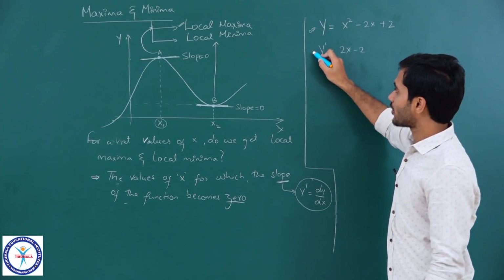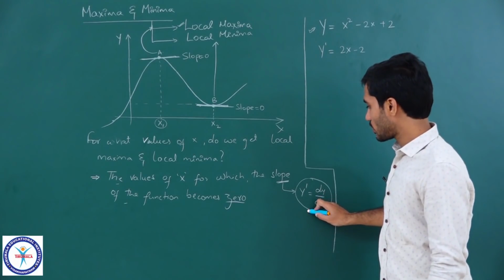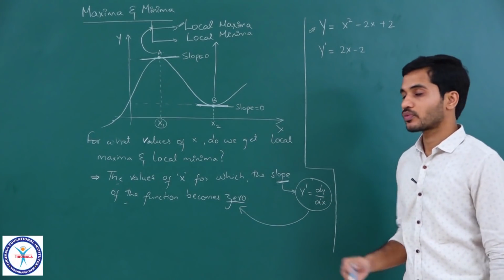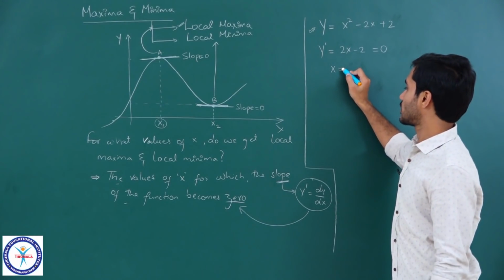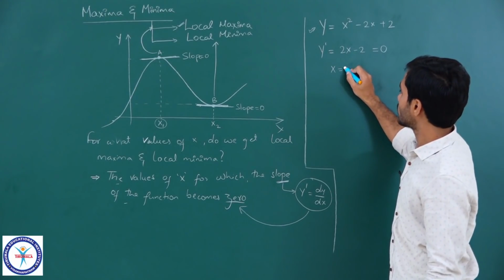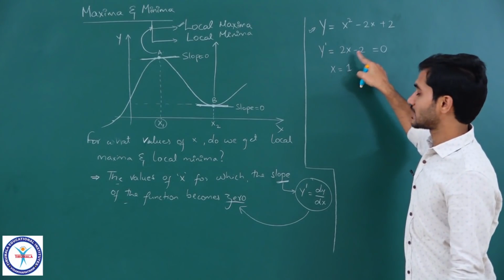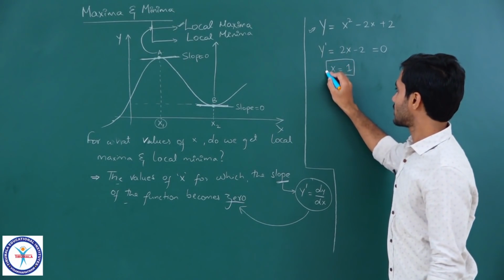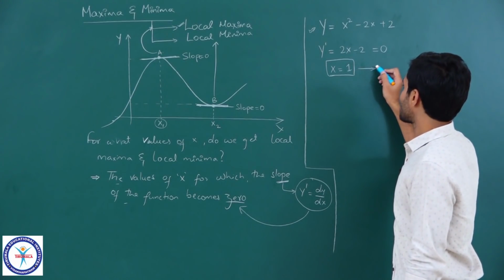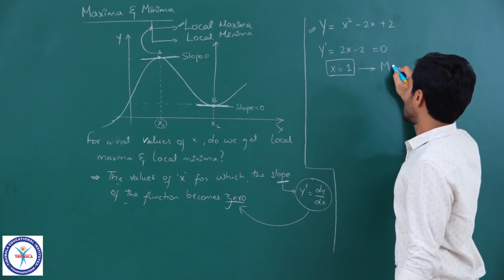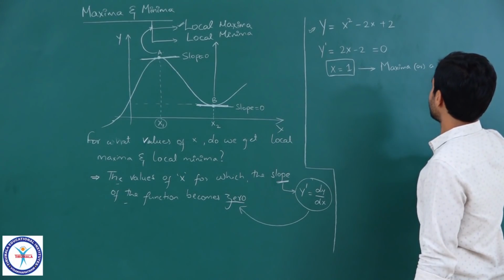So, from y I found y dash. To find maxima or minima, what should I do? I should take the slope and equate that to 0. That is what I will do. When I equate this to 0, I get x is equal to, what am I getting? x is equal to 1. Correct? 2x minus 2 equal to 0, x is equal to 1. So, this is the value where I get a maxima or a minima. For now I do not know whether it is maxima or minima. I just know that it is either a maxima or a minima.